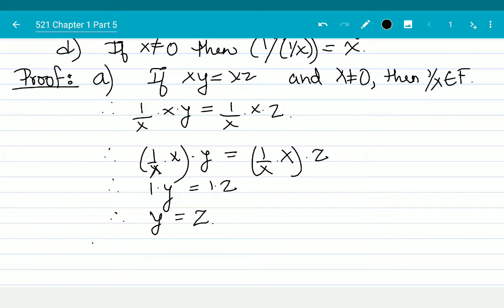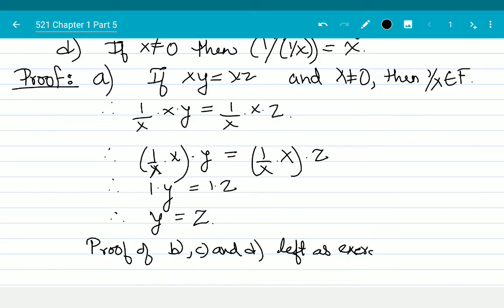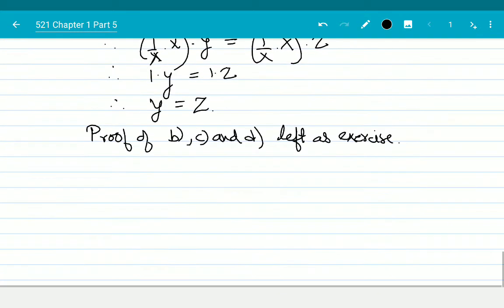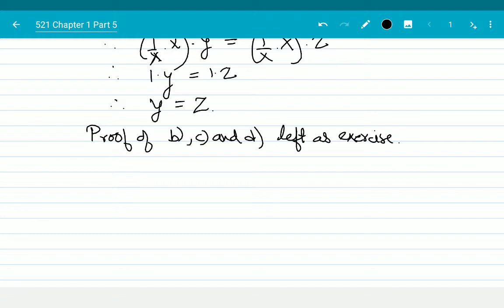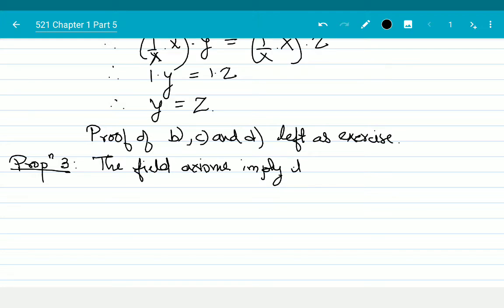Proof of B, C, and D left as exercise. Once again, you can simply get them by substituting proper things. Then proposition 3. Now here are some things that are slightly more interesting. The field axioms imply the following statements.